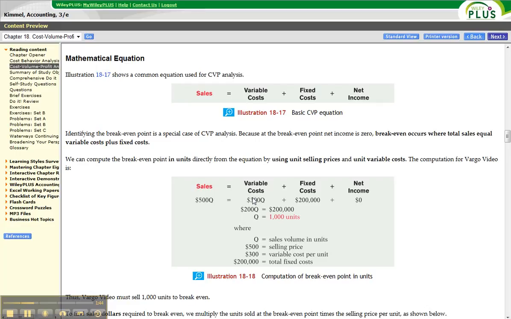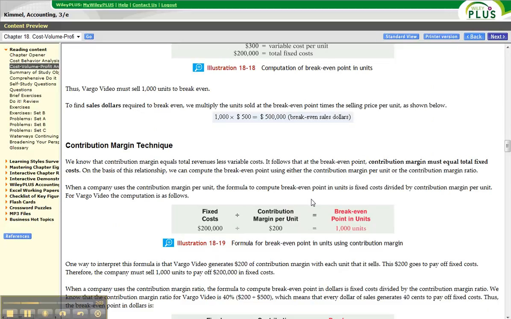So you solve this equation by subtracting 300 from both sides, and you get 200Q equals $200,000. And then dividing by 200 on both sides, you get Q equals 1,000 units. That's the break-even point. We have to sell 1,000 units at $500 a piece to cover our variable costs and our fixed costs. Okay, so that's the mathematical equation way of going about that.